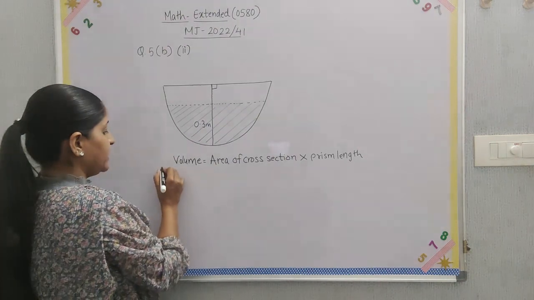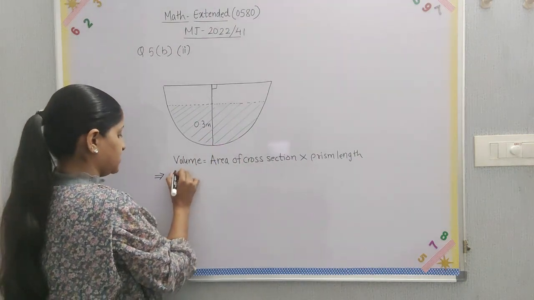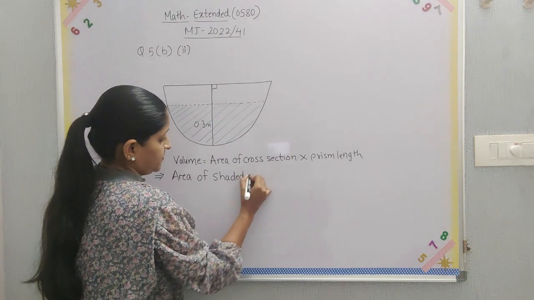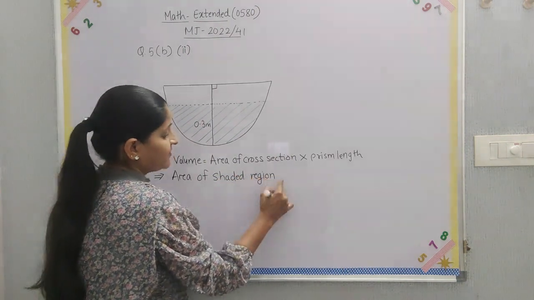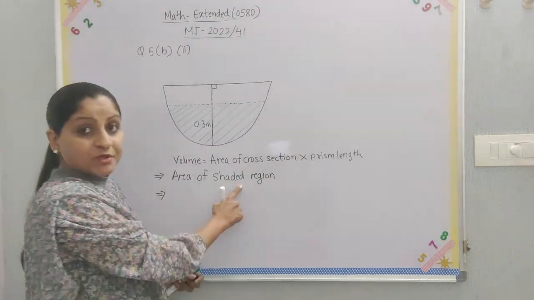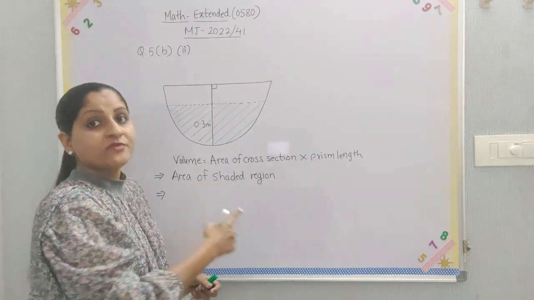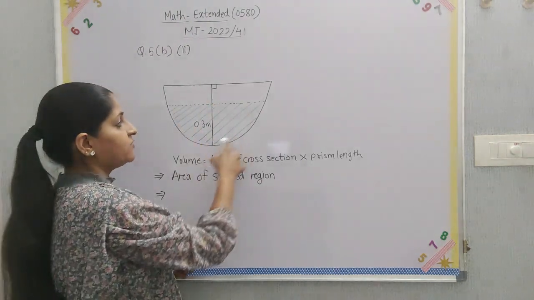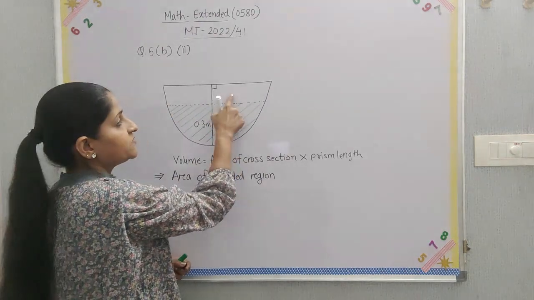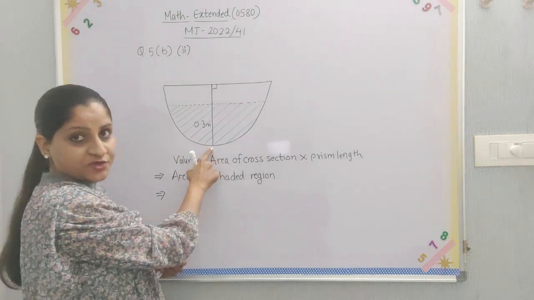Second thing, what we need after this is the area of this shaded cross section, which we do not know. So we have to calculate the area of this region. Now the question arises, how are we going to calculate the area of the shaded region? To calculate it, we need to know the area of the entire semicircle. From the semicircle, if we subtract the area of the top white part, which I have not shaded, we will automatically get the area of the shaded region.